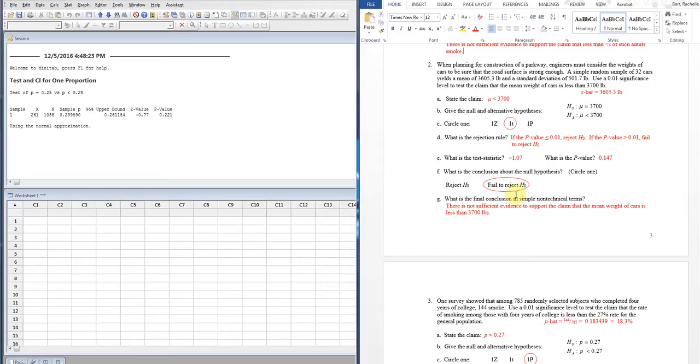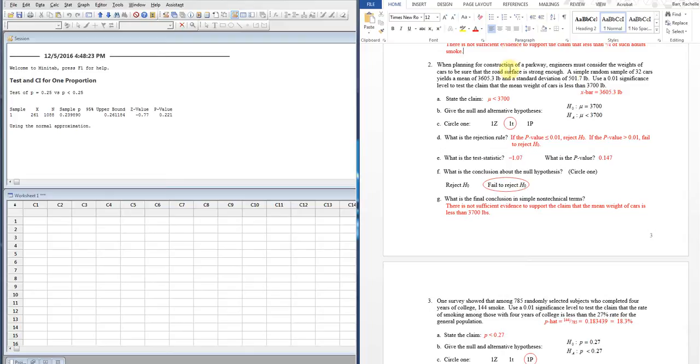That's a big standard deviation. We use a 0.01 significance level to test the claim that the mean weight of cars is actually less than 3,700 pounds. Anyway. So as we look at this, our sample value has been given to us.